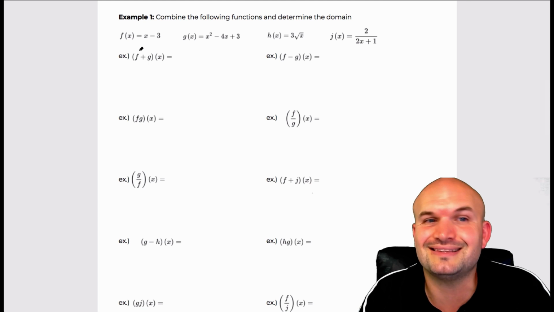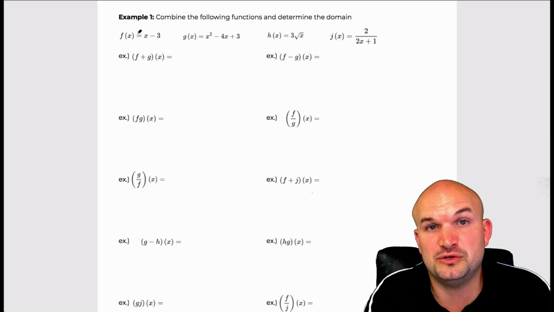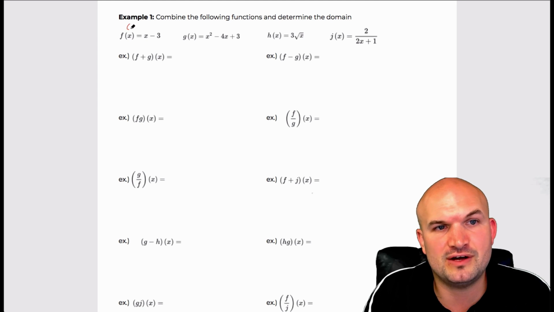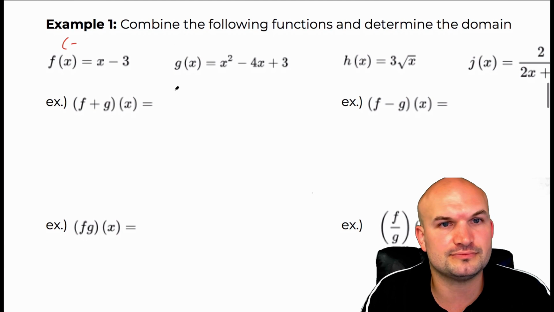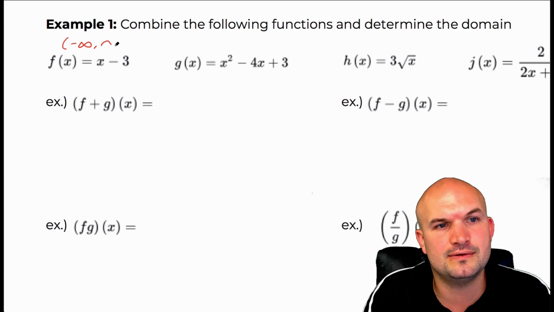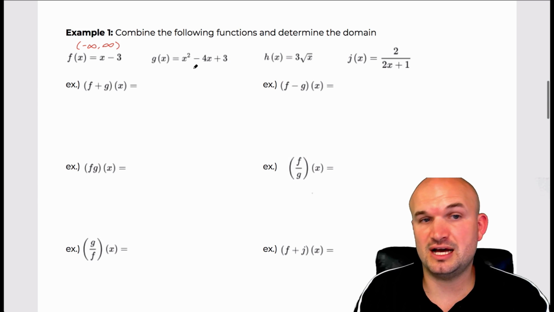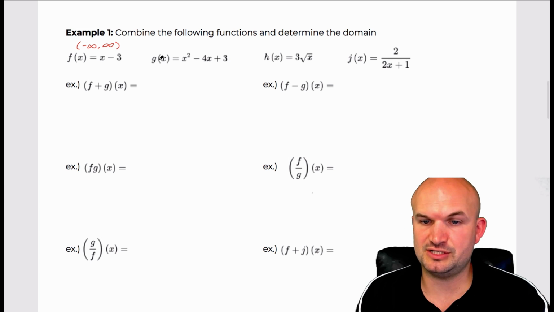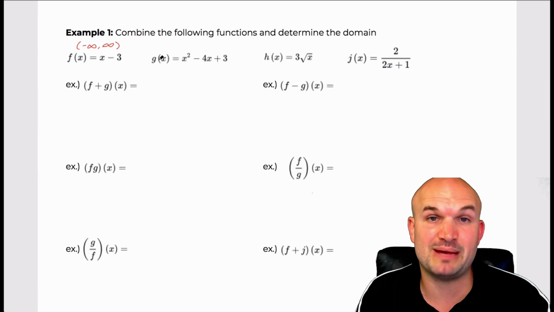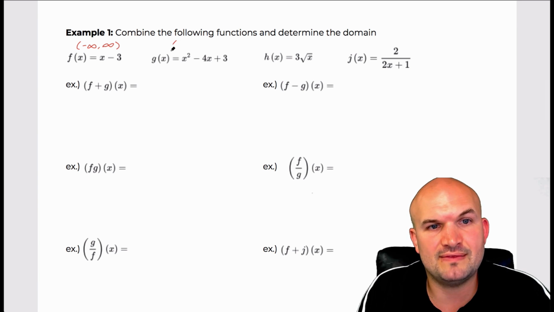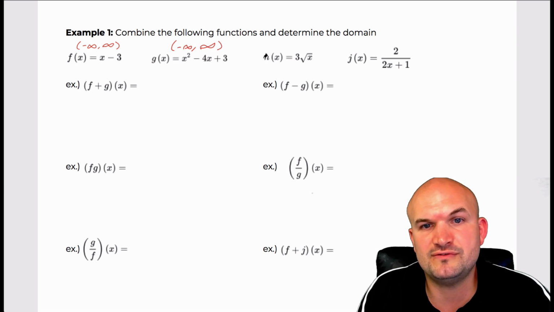Well, that's a line, so we know there are no restrictions on that. The domain here is going to be from negative infinity to infinity. For g of x, this is a quadratic function, which is just going to be a parabola where the domain is not restricted as well. We can plug in any values for x that we want to, and that graph is going to keep on expanding left and right. So that's from negative infinity to infinity.